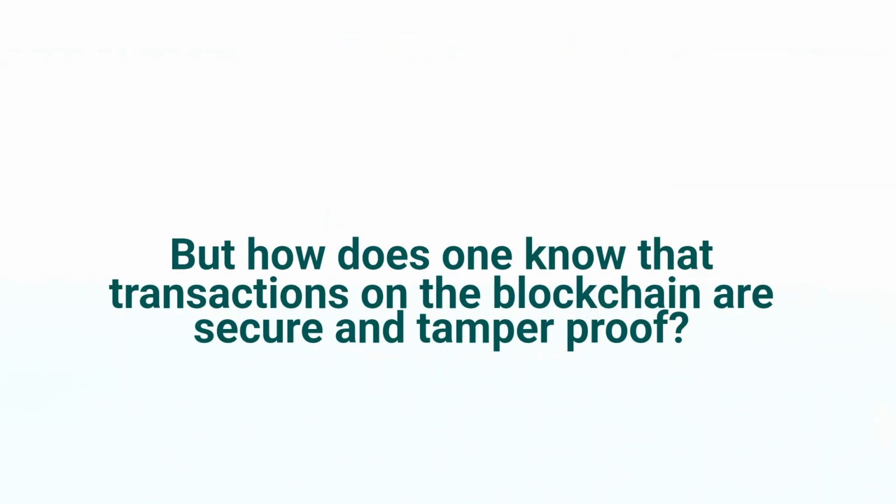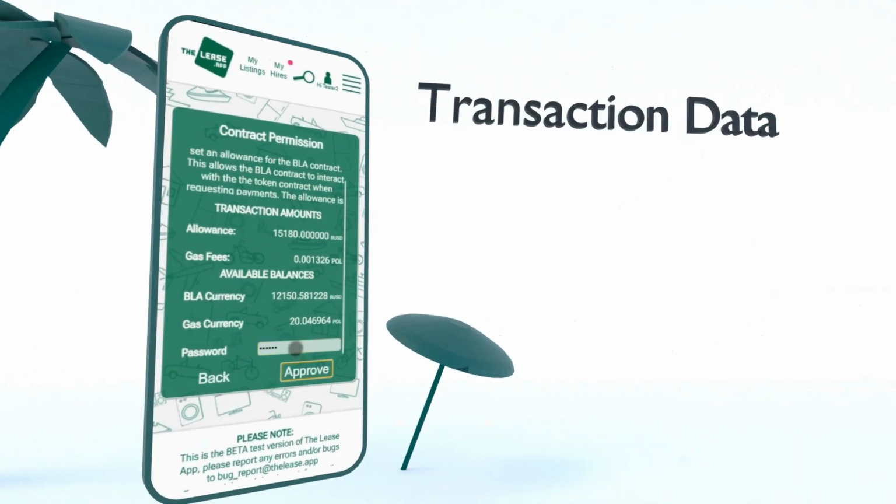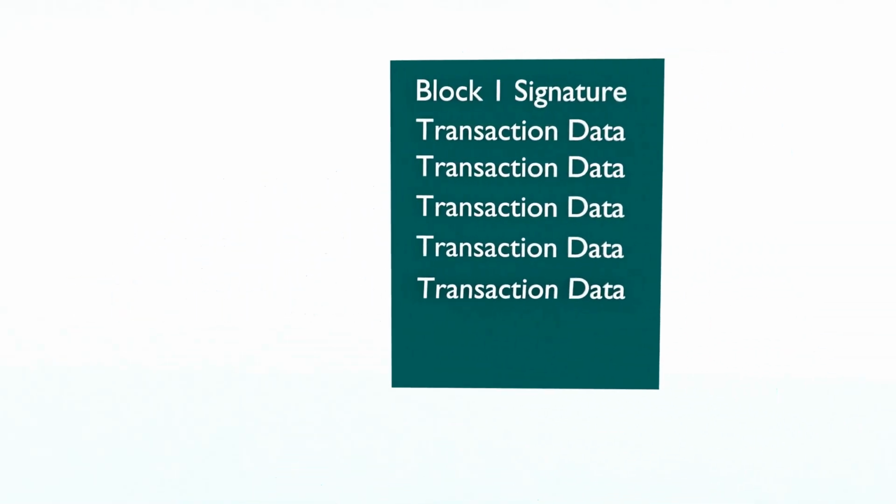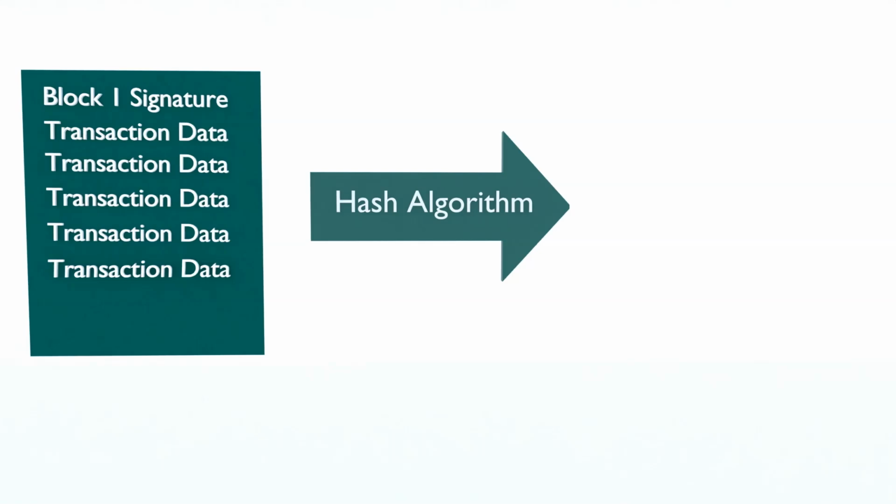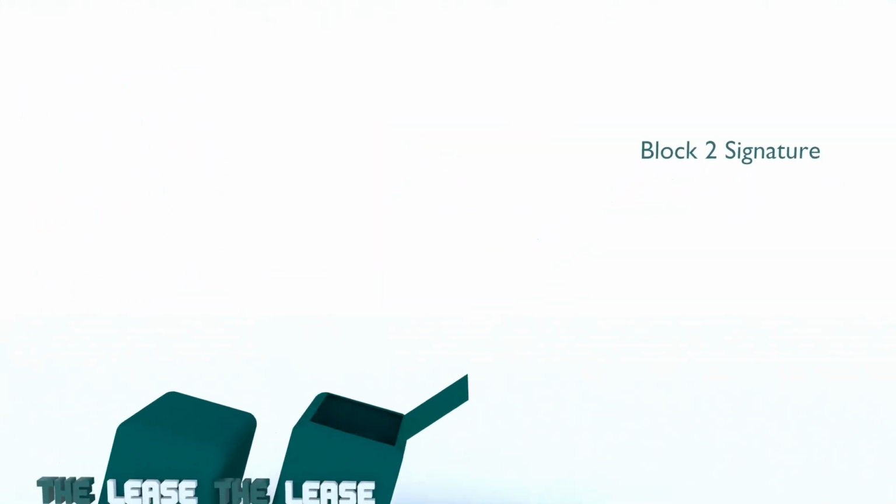But how does one know that transactions on the blockchain are secure and tamper-proof? When a transaction like that of a deposit is published to the blockchain, it is added to the current block of data. Once that block is full, the data for that block is processed through a special hashing algorithm, in order to produce a signature that only that data in that order could create.